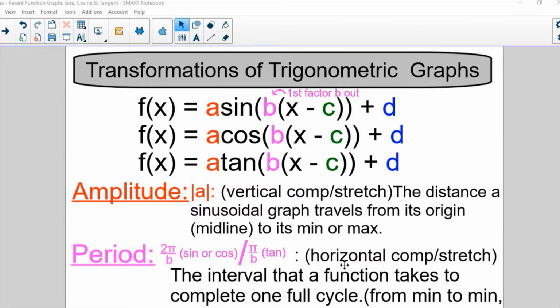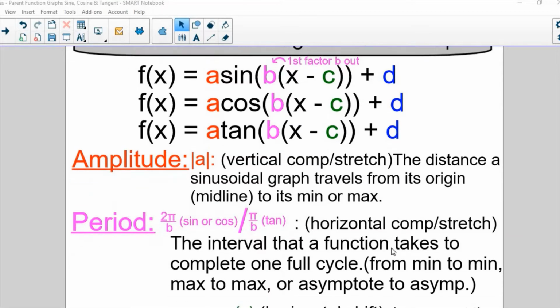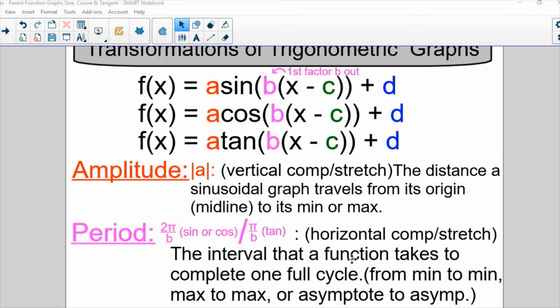The period, which is formerly known as the horizontal compression or stretch, actually changes how it works depending on sine or cosine. Notice the definition. The interval that a function takes to complete one full cycle from min to min, max to max, or asymptote to asymptote if you're talking about tangent. So if you remember the unit circle, sine and cosine will repeat their value every 2 pi, once around the circle. Tangent, however, will repeat itself halfway. So the period is 2 pi divided by b for sine or cosine, or pi divided by b for tangent.